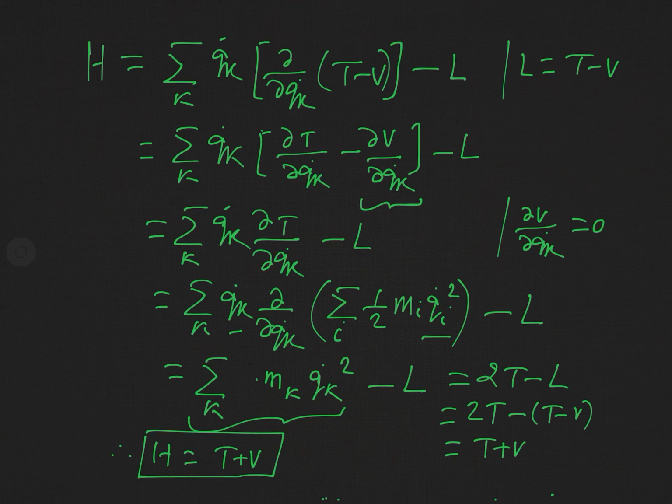So you can say that for a conservative system where the coordinate transformation is independent of time, the Hamiltonian function H represents the total energy of our system. So these are the physical significances of Hamiltonian. In next lecture, we will see some of the important applications of Hamilton's equation.